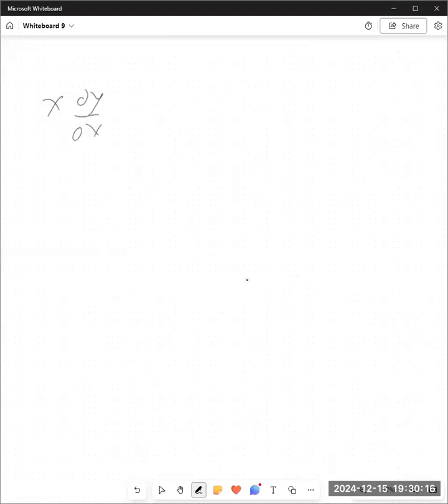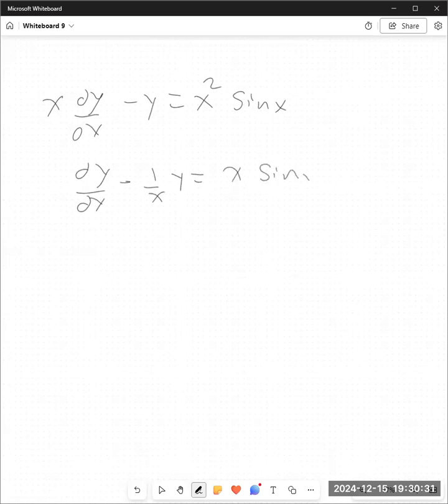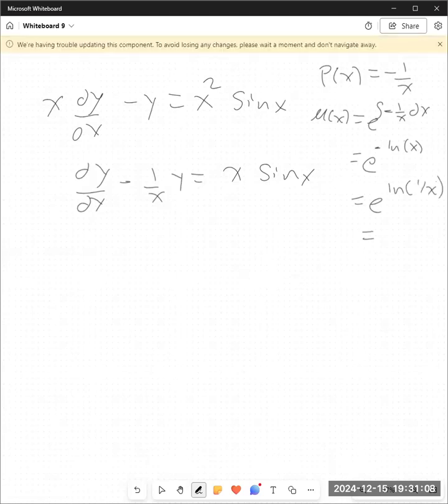x dy/dx minus y equals x squared sine x. So dy/dx minus (1/x)y equals x sine x. So we have p of x equals negative 1 over x, and mu of x is e to the integral of negative 1 over x dx. That's e to the negative ln of x. So e to the ln of 1 over x, and that's going to be 1 over x.